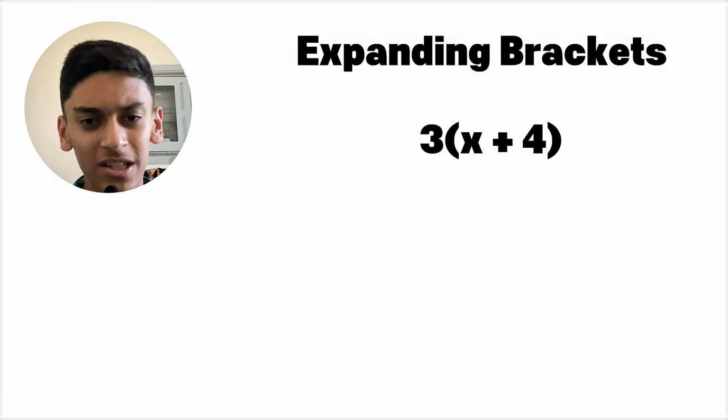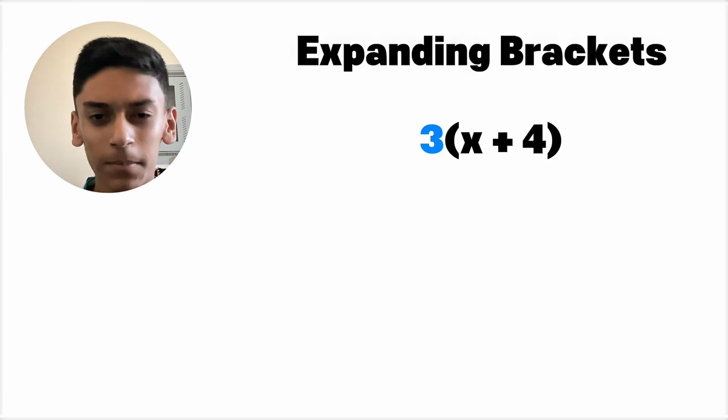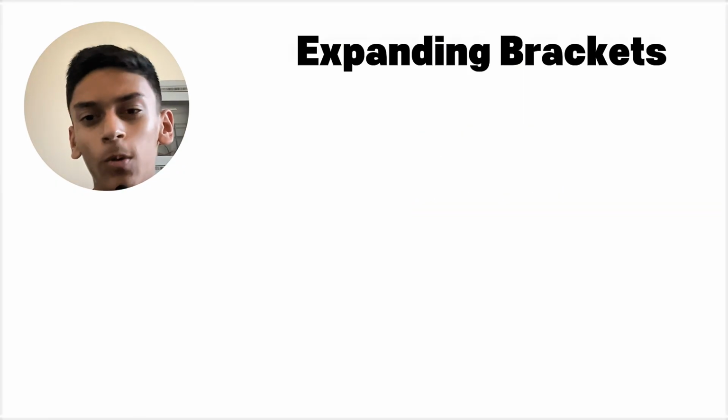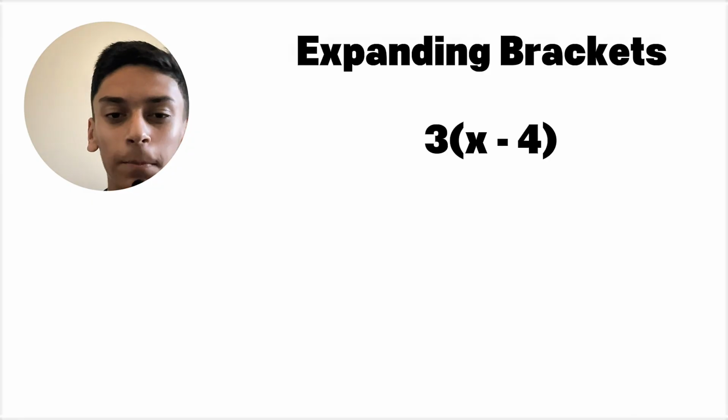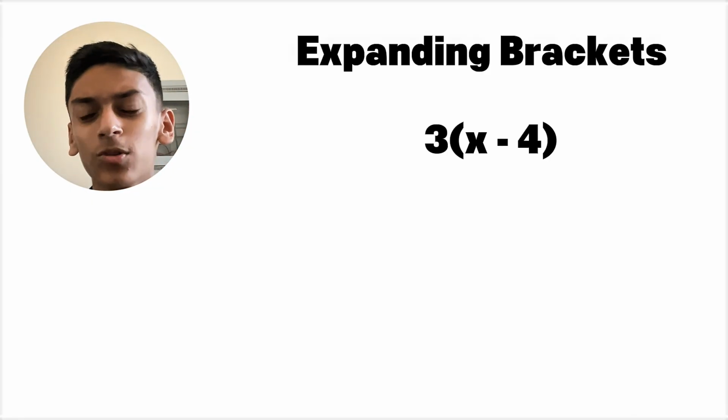Take, for example, 3 outside the bracket of x plus 4. Here, 3 is multiplied by x plus 3 multiplied by 4. So 3x plus 12. In another example, we have 3 outside the bracket of x minus 4. And you might be thinking, oh, come on, it's just a change of signs. What's so different? The entire answer is different, dude.